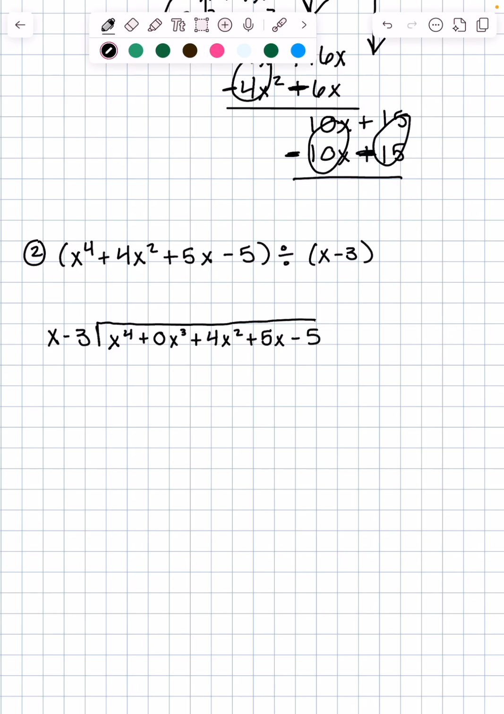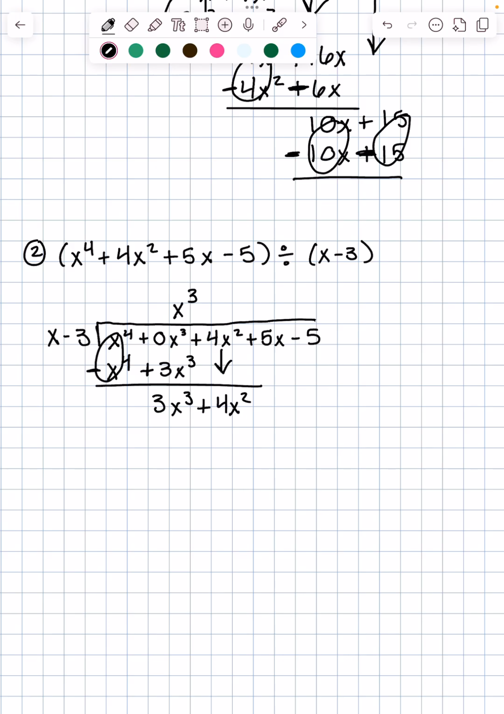And then I want to know, what can I multiply by x to get x to the 4th? That would be x cubed. X cubed times x is x to the 4th. X cubed times negative 3 is negative 3x cubed. Okay, and then we're subtracting this. The sign changes, so now we're adding here. That's 0, and then that's positive 3x cubed. And then I drop down 4x squared.